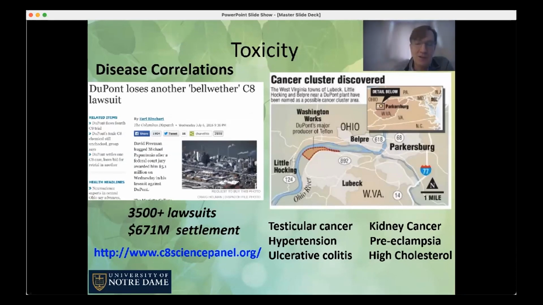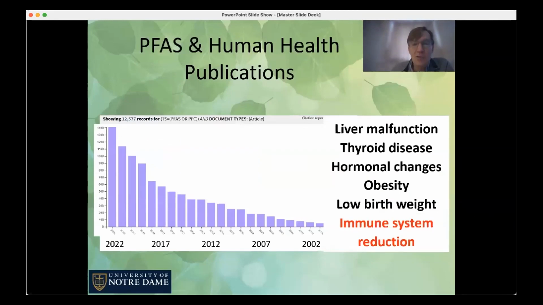And the diseases: there are 2 types of cancer, kidney and testicular, and hypertension, pregnancy-induced hypertension, preeclampsia, and ulcerative colitis. Now, if we look in the literature, you'll see there's a whole bunch of other diseases being discovered, from a few studies a year in 2000 to last year, when we topped over 1,400 papers published if you look up PFAS or PFC and health. So there's a scary amount being discovered.